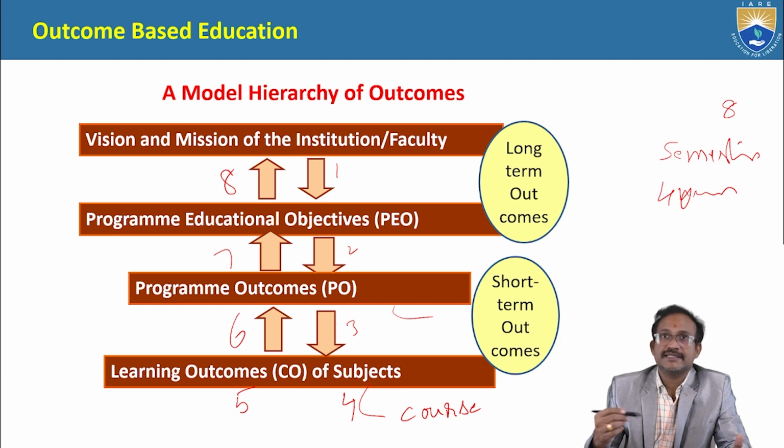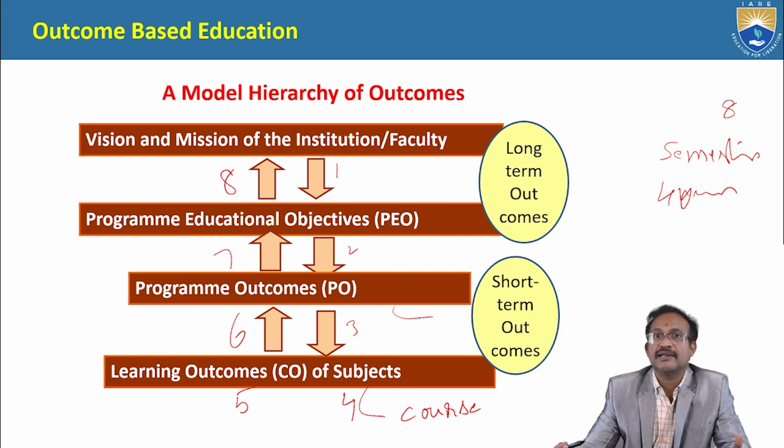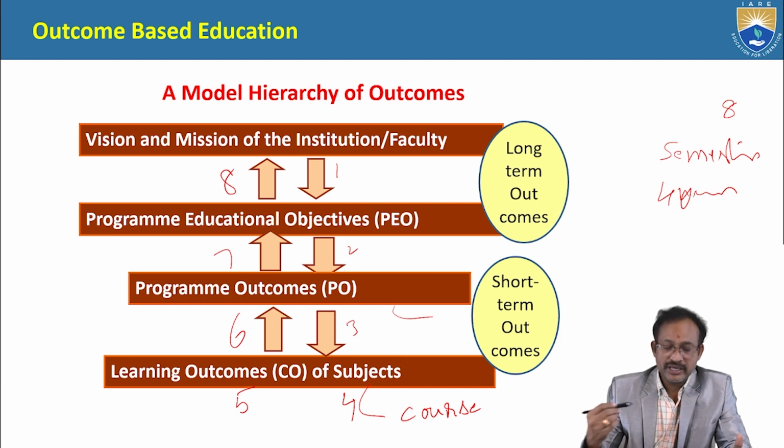What does it mean? Course outcomes means, in a program, let us say BTech mechanical engineering, we have 8 semesters. In each semester we have some 5 to 6 theory courses and 2 to 3 laboratories, and some skill oriented programs. So altogether 20 to 22 credits.